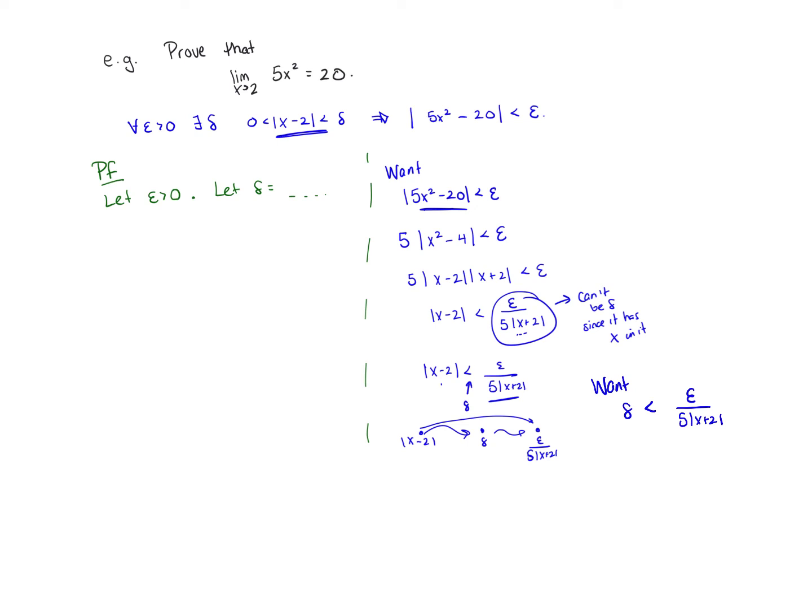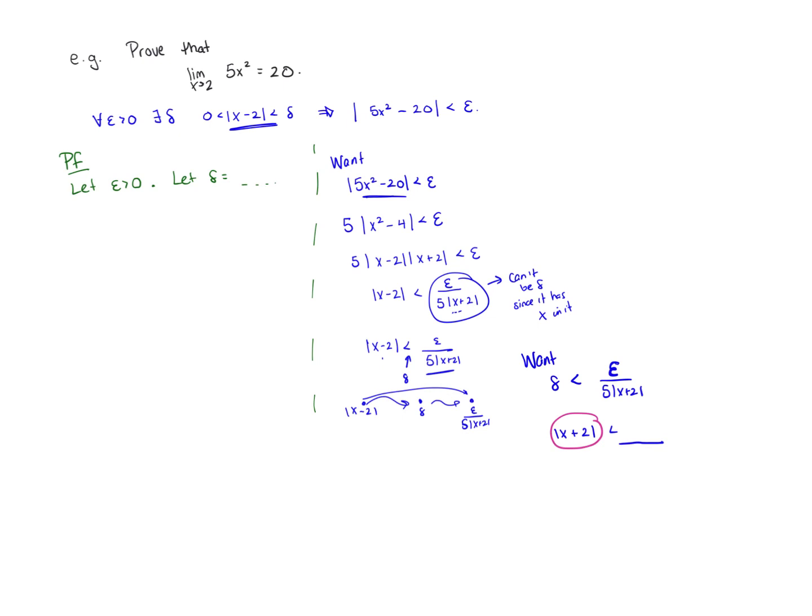So I want my delta here to be less than epsilon over 5 times |x plus 2|. But how do I make it less than? I need to make either the numerator smaller or the denominator bigger. So if I make the denominator bigger, if there's some number I know that's bigger than the absolute value of x plus 2, right, there's definitely some logic we have to do here. Well, let's think, what do we know about this x plus 2? Give ourselves a bit more space here. So |x plus 2| we should think about as the distance from our x to negative 2. But I know that x is really close to 2.